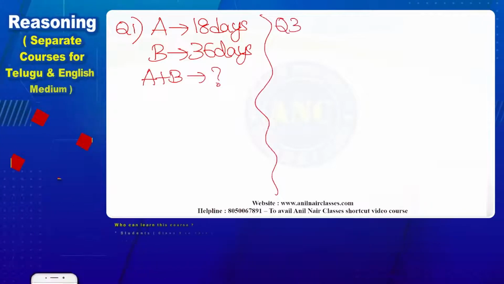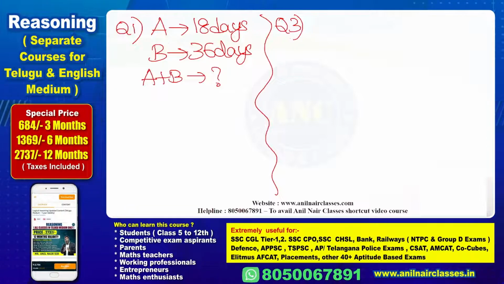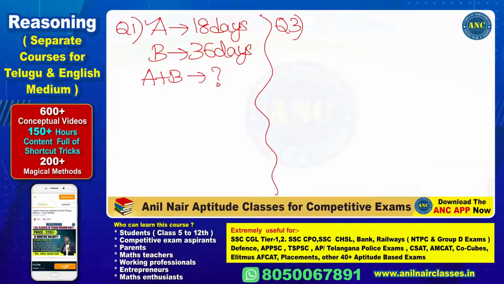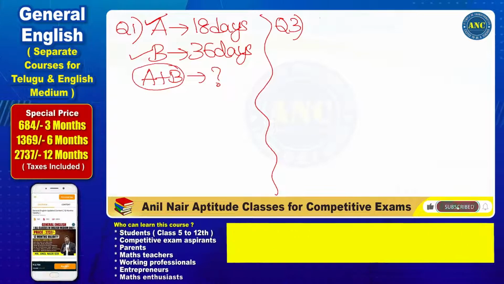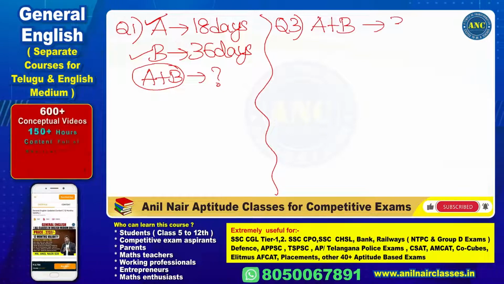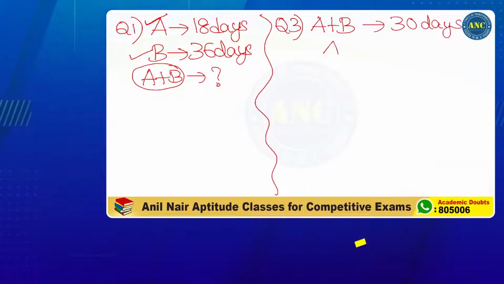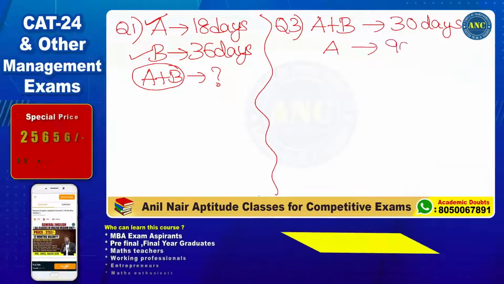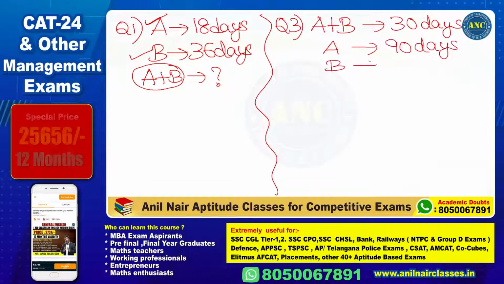What will be the third question? The third question will be the reverse of the first question. That means in the first question, A's individual days and B's individual days are given, and together they are asking you. In the third question, the together days is given. Suppose, for example, A plus B together is 30 days. A individually, let me take some number, is 90 days. Let me ask you how much is B individual.